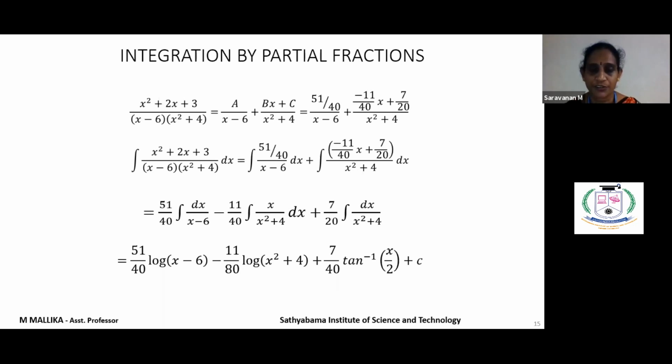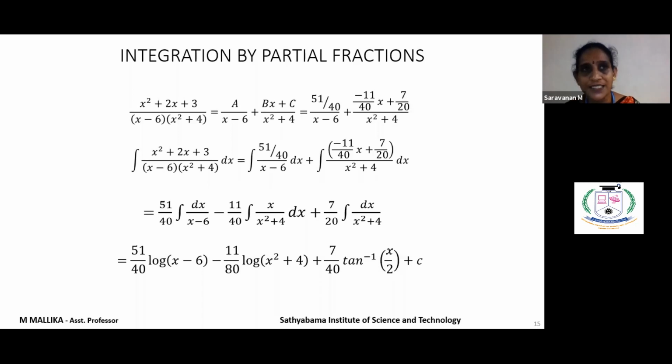First integral is the direct formula, so you'll be getting the answer directly, 51 by 40 times log of x minus 6. When you take the second one, I have to split into two integrals as minus 11 by 40 integral x by x square plus 4. The next one is 7 by 20 integral dx by x square plus 4. Now in the second integral, you find that it is not in the standard form, but your numerator is the derivative of the denominator. So by using the substitution procedure, you'll be getting the answer as half log of x square plus 4. So that combined with 11 by 40 will give you 11 by 80 times log of x square plus 4.